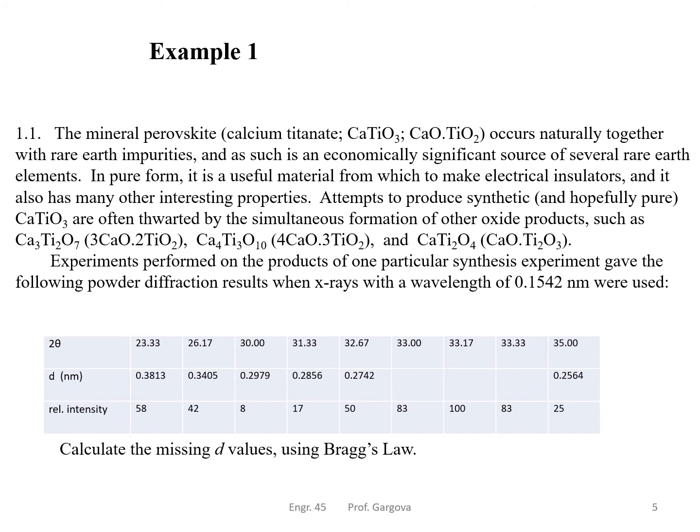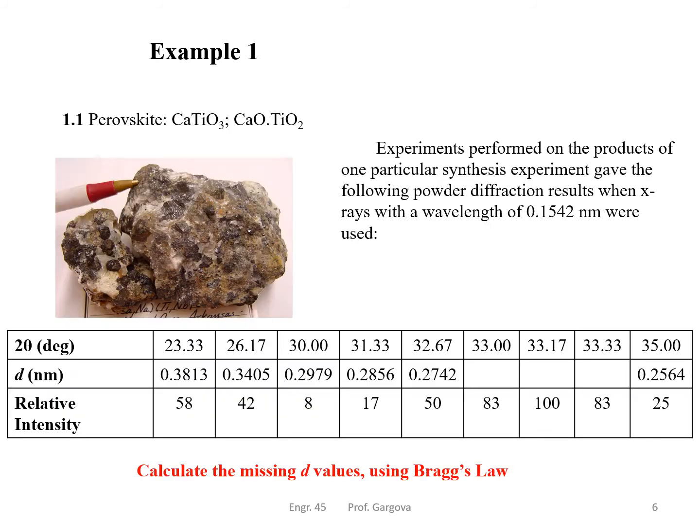0.1542 were used. So as we see here, there are different formations of this calcium titanate. The desired one is the CaTiO3, but obviously there are different oxides that can form. So we have the following information, which basically gives us all the peaks that we're seeing, all the different 2 theta peaks, and then we are given the relative intensity, and we are given some of the D spacings.